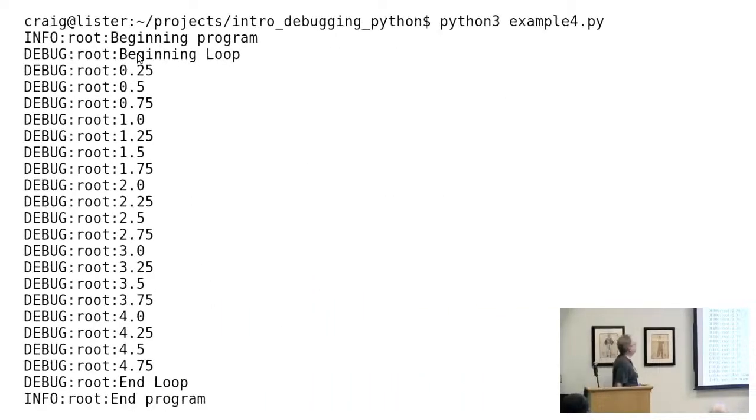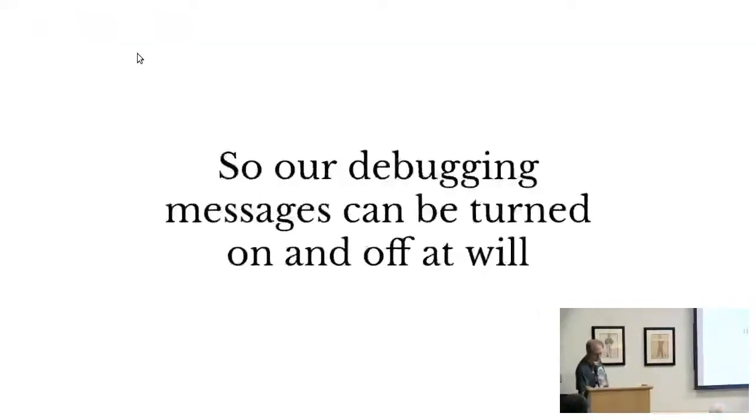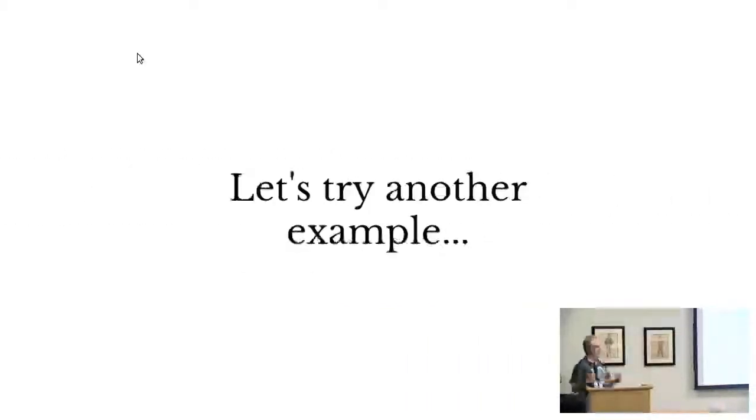So then we're back to: here's info, here's all the debug messages, and here's the end of the program. Okay? So we can turn those on and off at will. And again, you can do it via configuration files or changing the program itself. It doesn't really matter. You're not actually trying to change the code itself, and forgetting where you have debug messages and where you have info messages. So let's try another example of this.